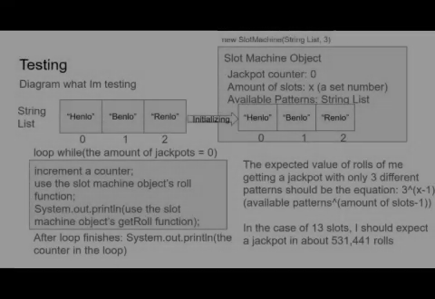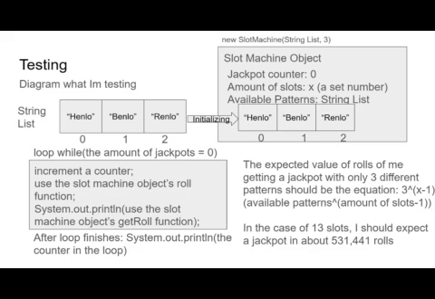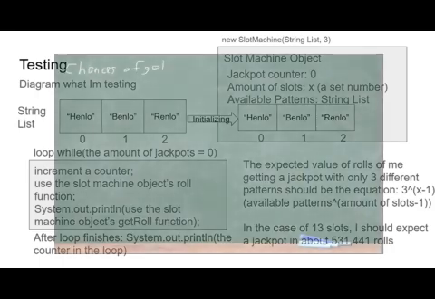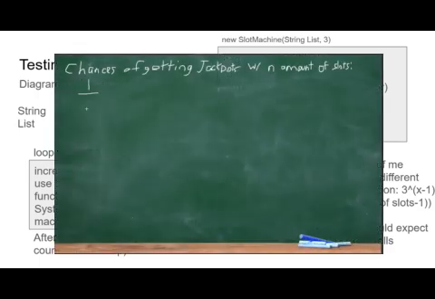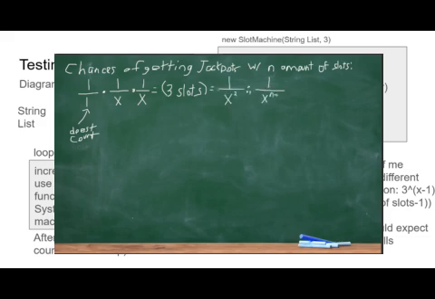I am testing the program using 3 different test cases. The first is a simple 5 pattern to 3 slot machine. The second is a 10 pattern 3 slot machine. And the third is the main event, the 3 pattern 13 slot machine. Theoretically speaking, I should expect the number of rolls to get a jackpot to be my number of patterns to the power of the number of slots minus 1.